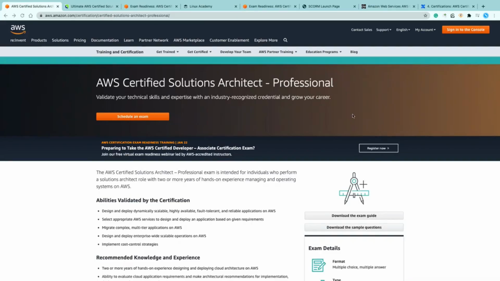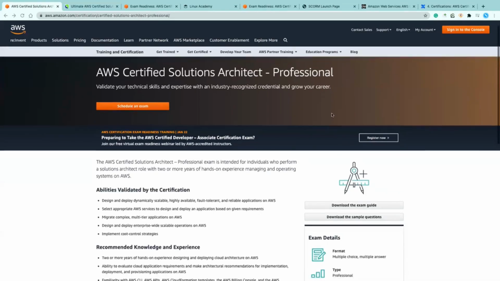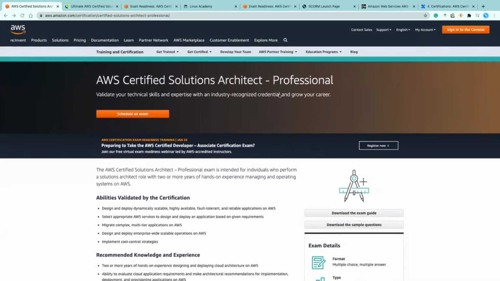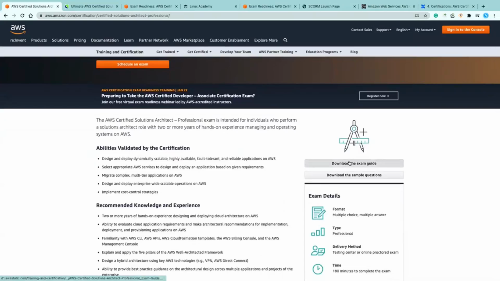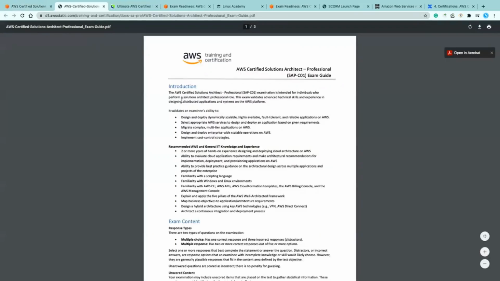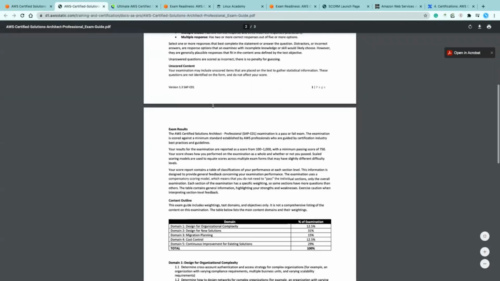So let's get started. Firstly, you know the drill, go to the official documentation, that is the AWS certification documentation. Find this page, which is explicitly for the Solution Architect Professional Certification. Check out the exam guide. It will clearly tell you what are the building blocks.